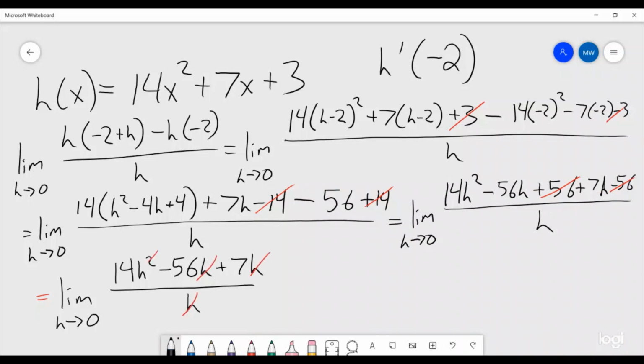And then we can plug in h equals 0. And we get 0 minus 56 plus 7. Negative 56 plus 7, that's going to be negative 49. So that means that h prime of negative 2 is negative 49. And that would be how we would be able to take these different derivatives.